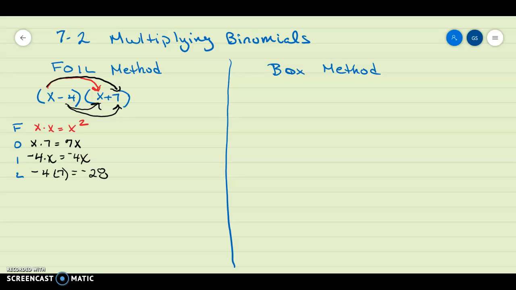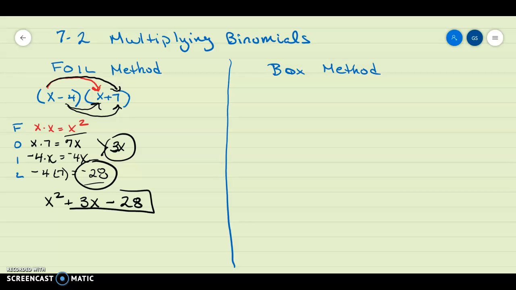All right, the next thing we're going to do is combine like terms. Okay, so we have a 7x and a negative 4x. That's going to be 3x. X squared and negative 28 are not going to be like terms. So, all right, last step, we write out our polynomial. So it's going to be x squared plus 3x minus 28. All right, so if you like the FOIL method, you can skip the next part of this, fast forward.